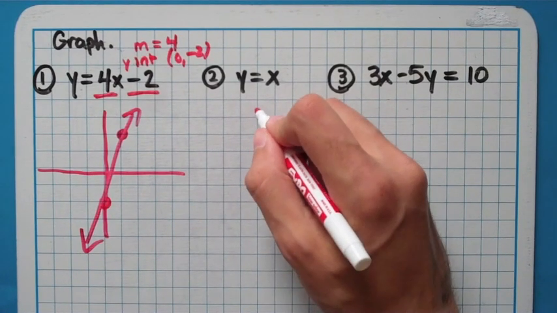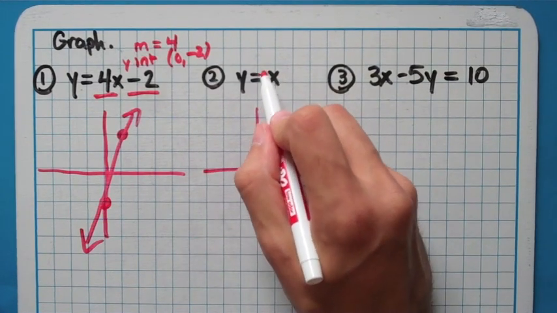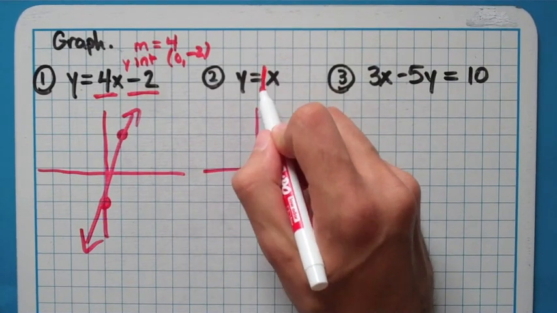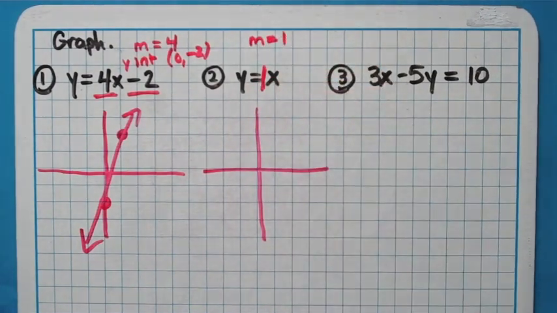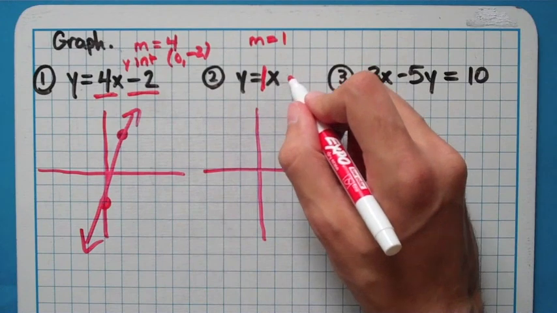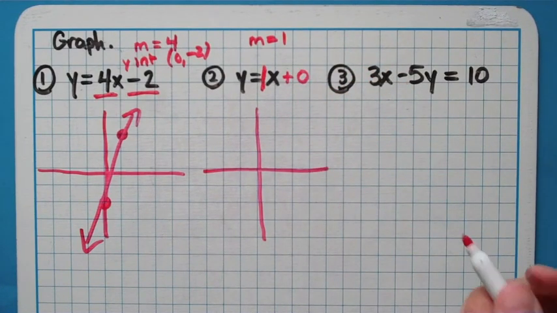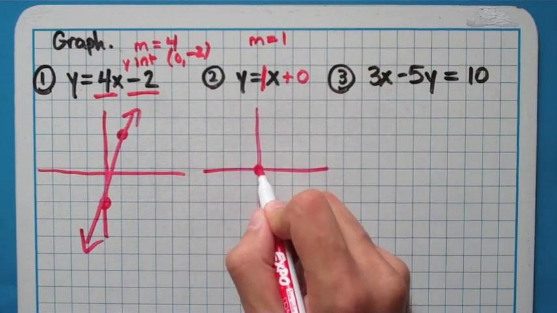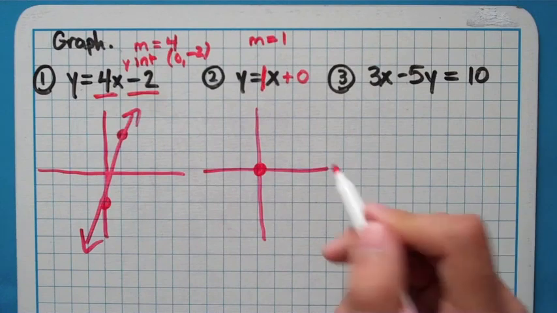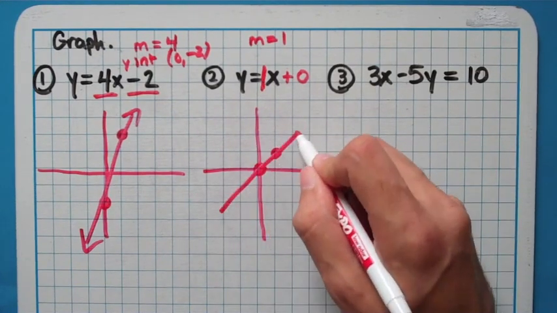On my second problem here, y equals x. Well, I know the number in front of x in this one is really a 1. It's 1 times x. So my slope is 1. I know that already. Also, there's no number right here, but that really means I'm adding on a 0. So my y-intercept, the point on this line right here, is at 0. It's right there. And then I just go up 1, over 1, and I'm done. I can graph it really quickly.